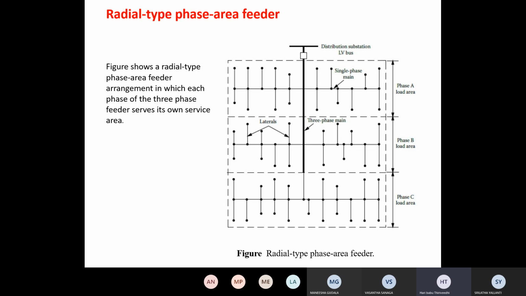Right, every dot is a 3-phase load, lumped at its own location. So this is the 3-phase main, and these are the laterals, and these are the single phase mains. The complete main feeder is 3-phase, and the laterals are single phase: phase A single, phase B single, phase C single. They provide only their own phase. Phase B provides the phase B load area only, phase A provides the phase A load area only, phase C provides the phase C load area only, right?